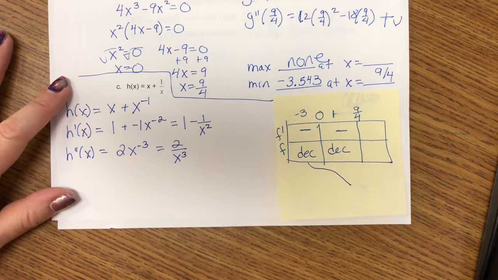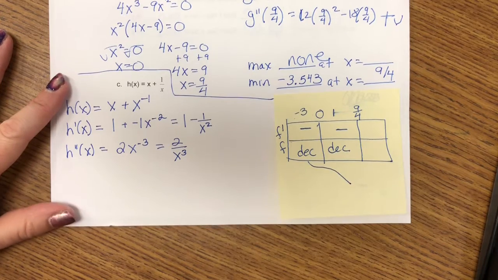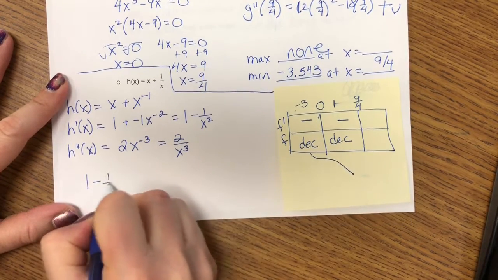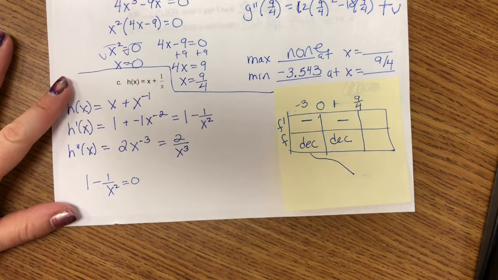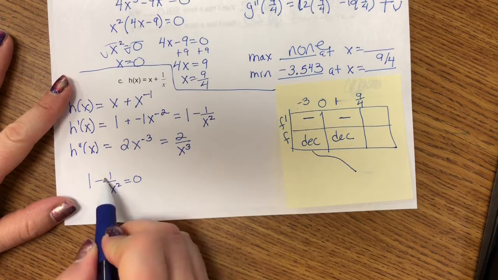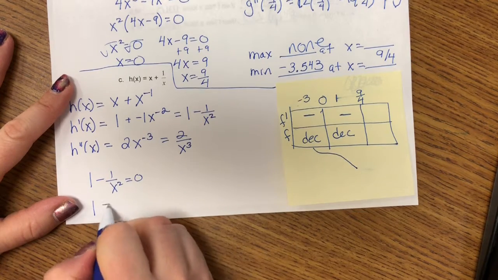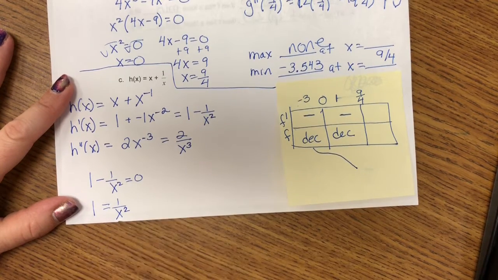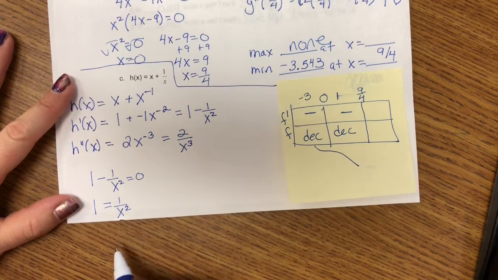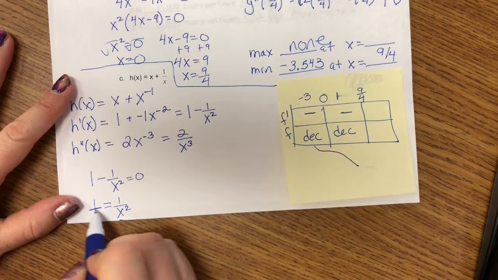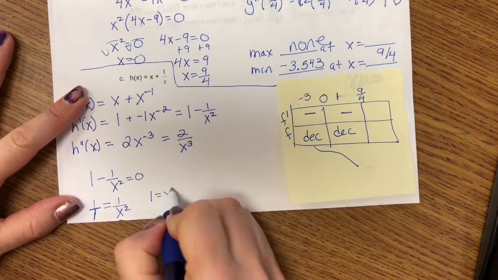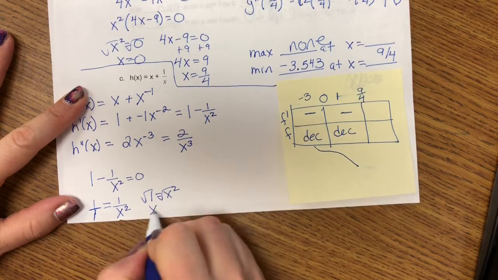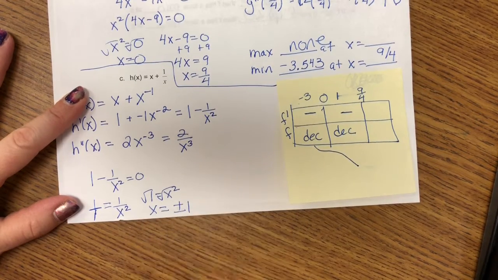And now let's set the first derivative equal to 0. I'm gonna run out of room. I'm going to add the negative fraction to the right so that I don't have a negative anymore. And then to solve this, we can think of 1 as 1 over 1, so we can cross multiply, square root both sides, and you need plus or minus 1.